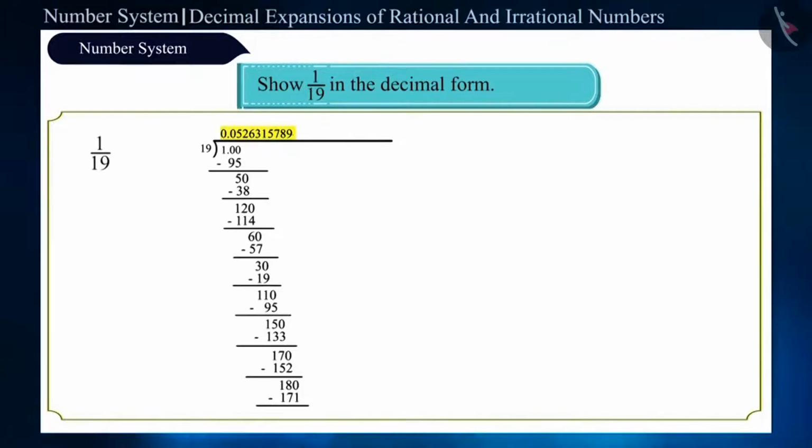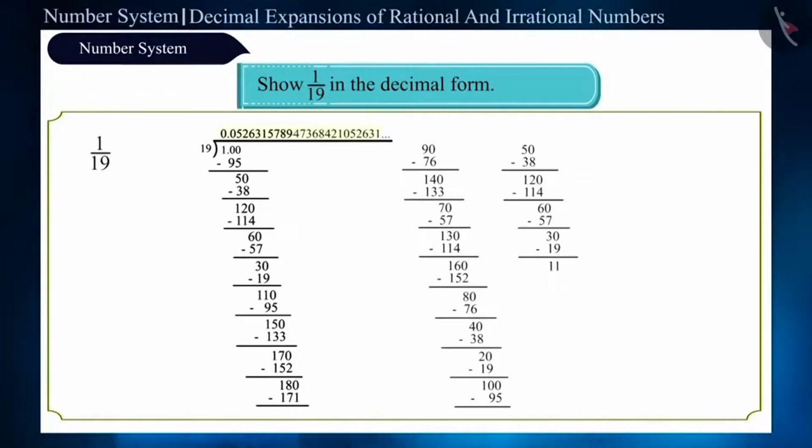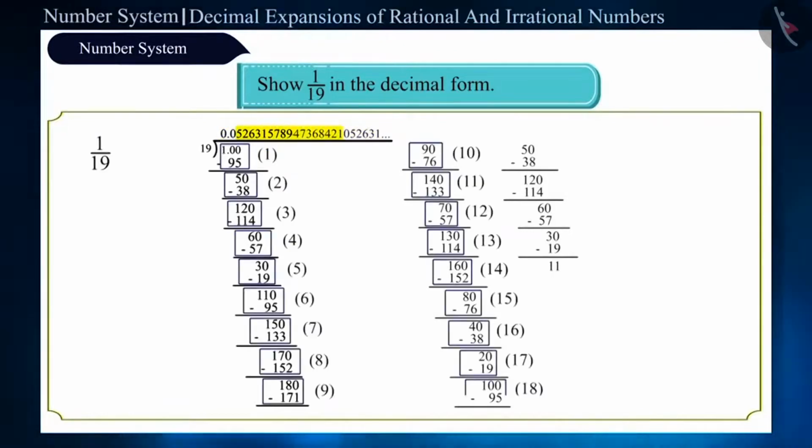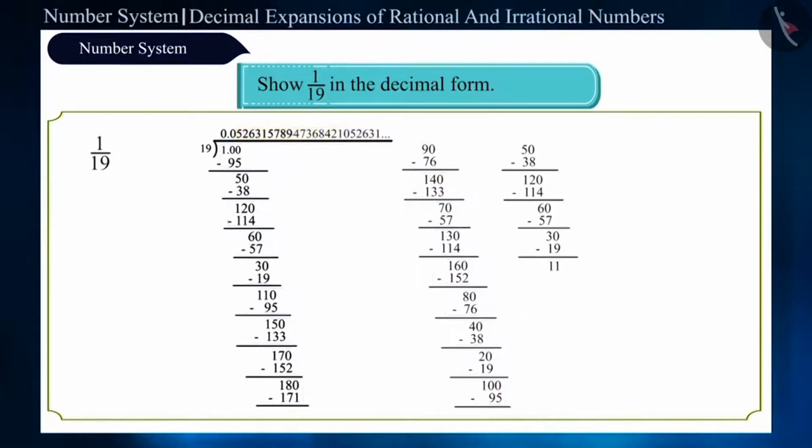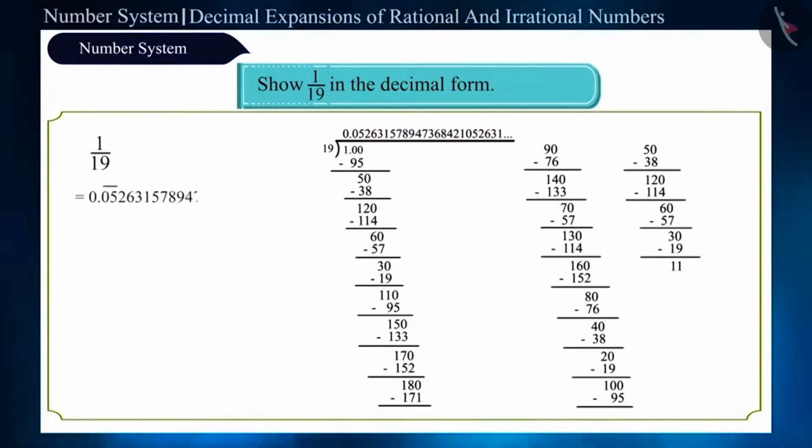Friends, look at the quotient. We have not yet got any repeated number or group of numbers. So, is this an irrational number? Let us solve it further. Now look at the quotient carefully. It is getting repetitions of numbers after 18 digits. You can also write it like this.